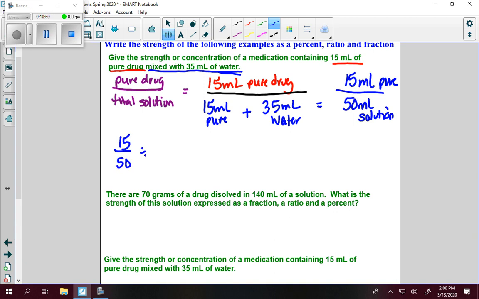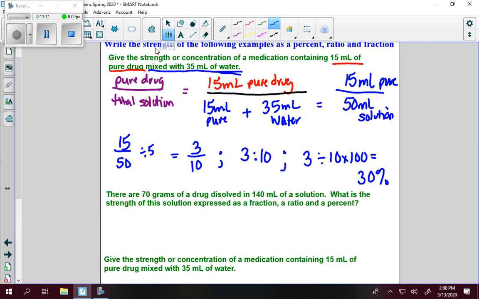If I reduce that, I'm going to divide each by 5, and I get 3 to 10. That's my fraction. My ratio then would be 3 to 10, and my percentage would be 3 divided by 10 times 100. So I would get 30%. So there's my fraction, my ratio, and my percent.